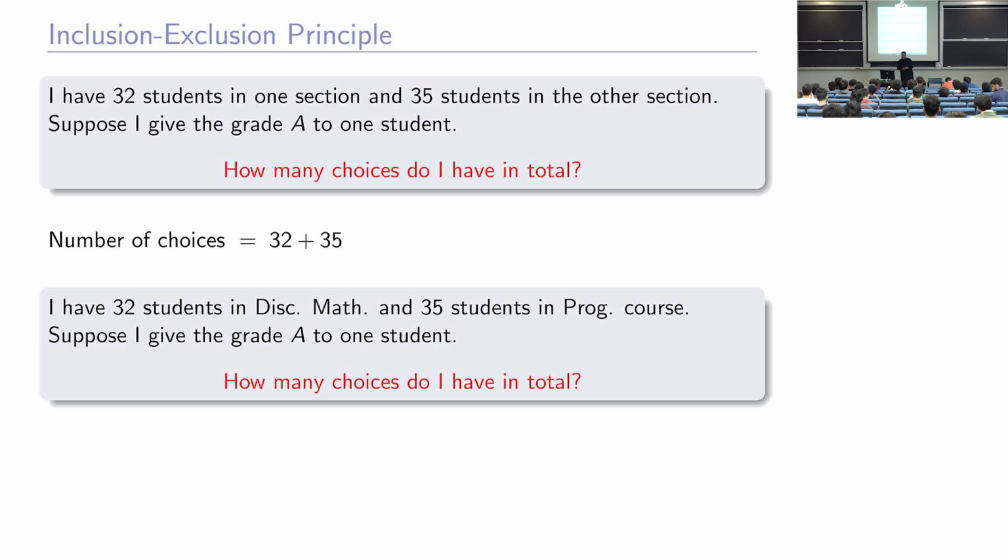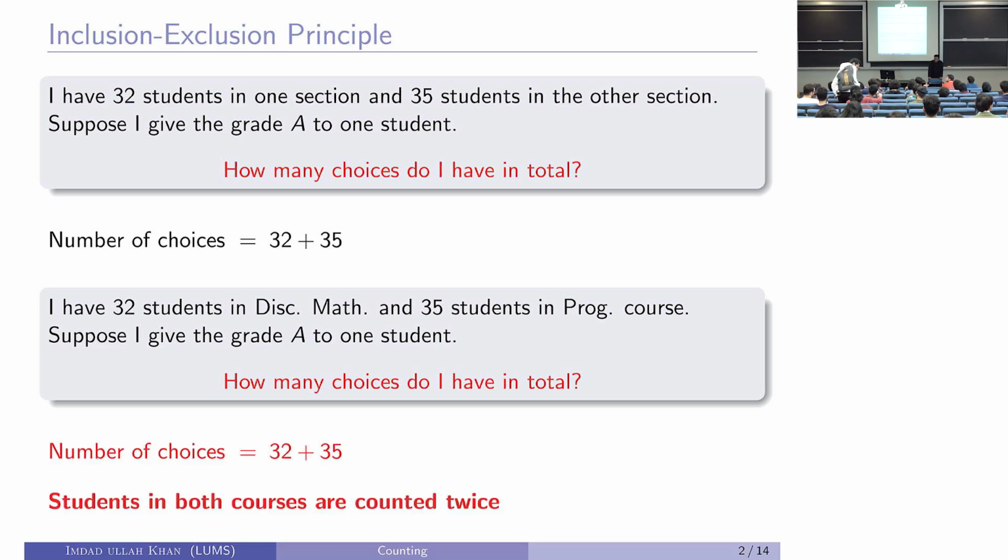Suppose I have 32 students in the discrete math course and 35 students in a programming course, and so I give out the A grade to one student. So how many choices do I have? 32 plus 35, right? Do you see any difference between these two things? What's the difference? Maybe somebody is in both.